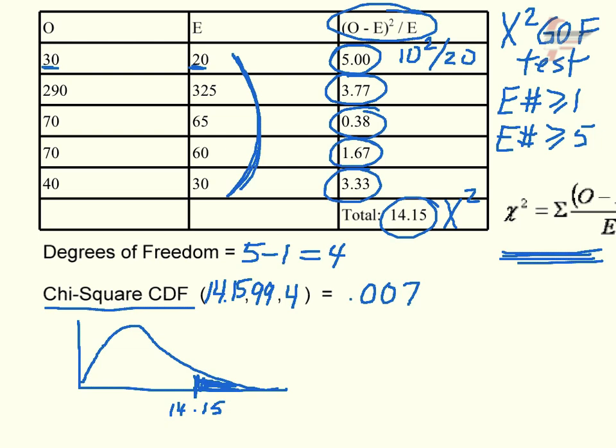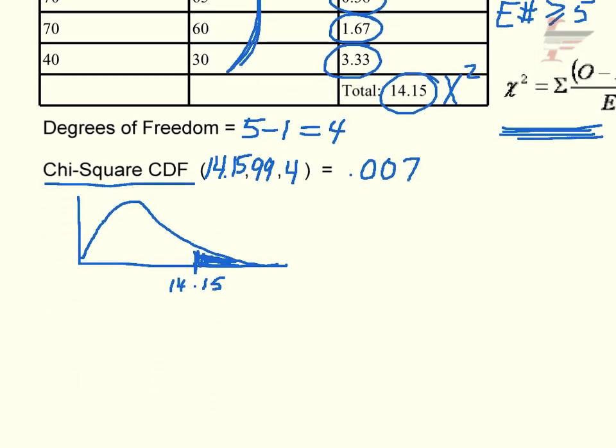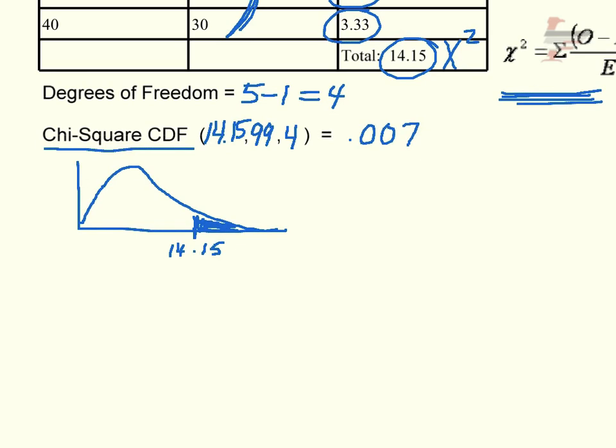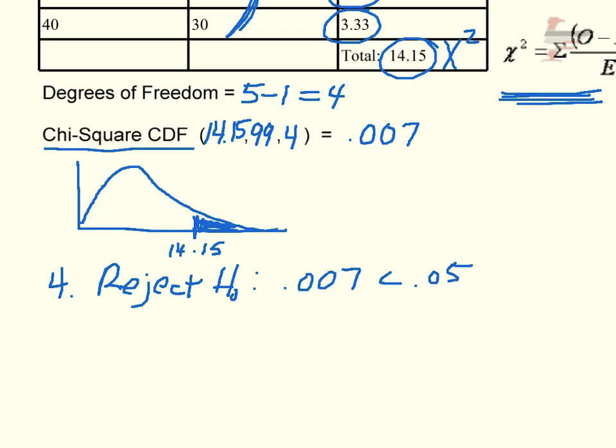With a p-value that small, we would reject the null hypothesis here. So in our final step, step number 4, we would say that we reject the null hypothesis. 0.007 is less than our alpha of 5%.